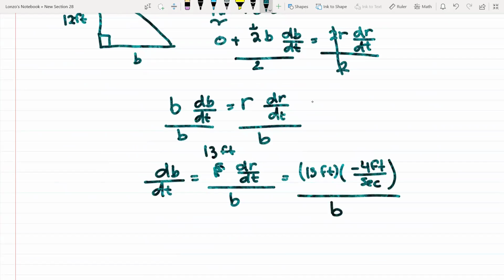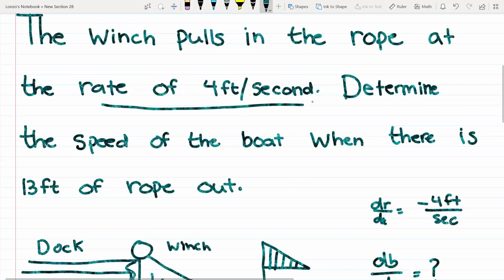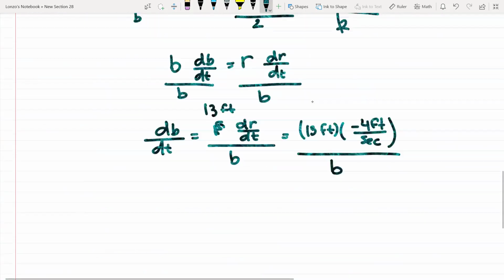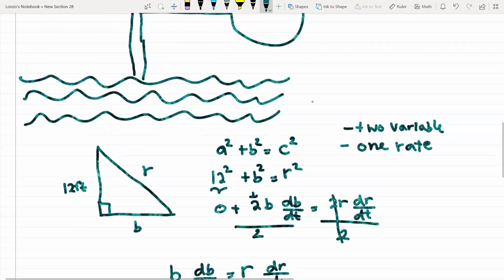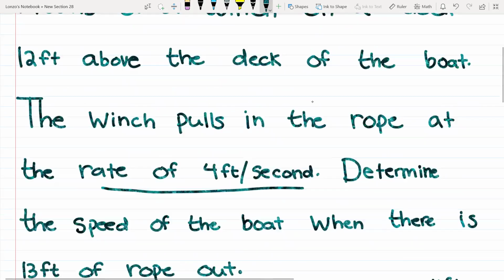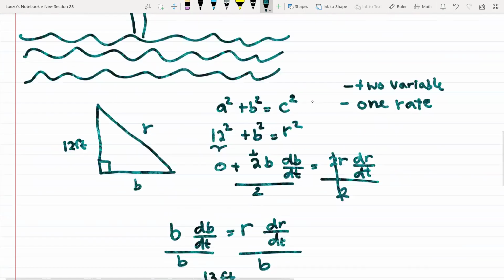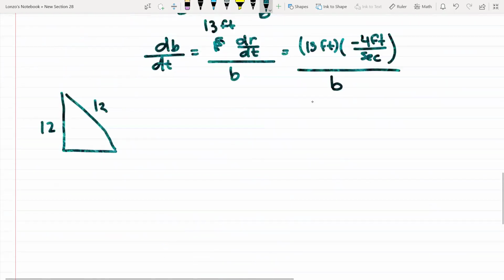So how do we find our b? Well, they tell us that r is 13. So we can draw another right triangle. We said this side was 12, and when there's 13 feet of rope out, this length here is 13. We don't know what b is, so we can find b by applying the Pythagorean theorem.